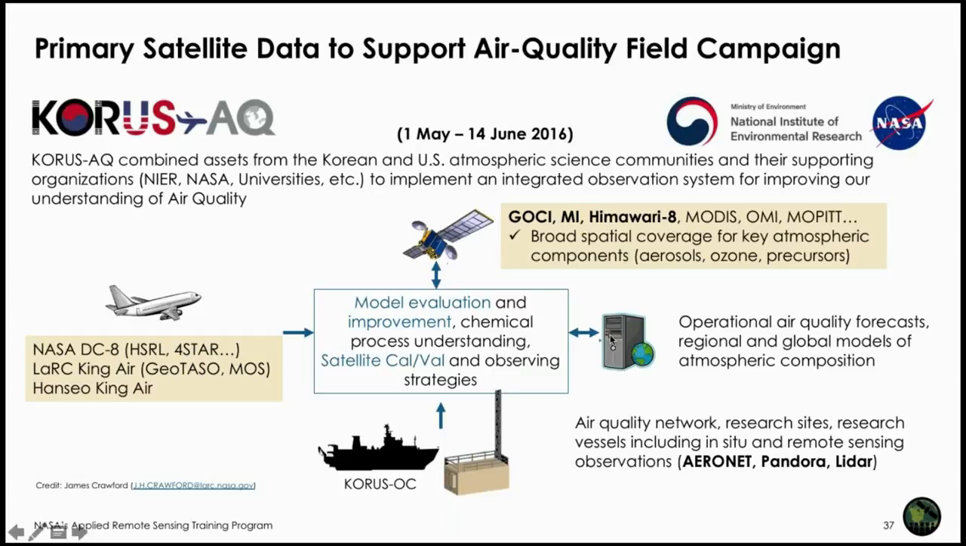This is the main information of the KORUS-AQ campaign over the Korean Peninsula in May to June 2016. During this campaign, we also provided GOCI and HIMAWARI aerosol products from our university, and there were also MODIS, OMI, and other low-orbit satellite products. These satellite products can provide broad spatial coverage for key atmospheric components like aerosols, ozone, or precursors. And during this campaign, there were 3 aircraft measurements like NASA DC-8, Langley King Air, or Hanseo King Air. The airborne measurements can provide real sample data of the atmosphere. And simultaneously, there are several air quality models, and these satellite data are used as reference data to evaluate the several air quality models.